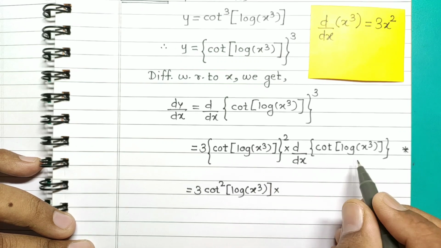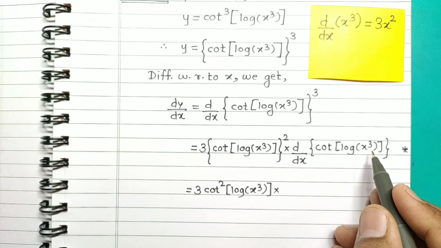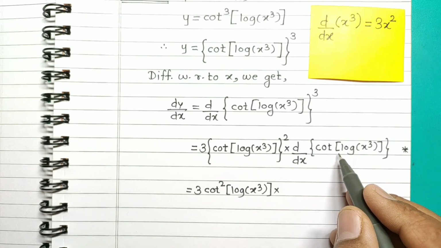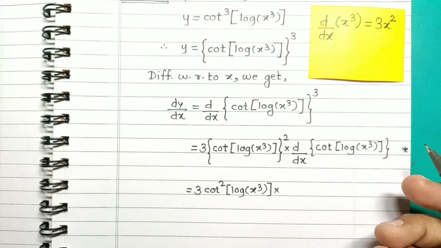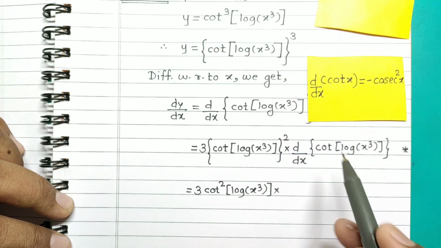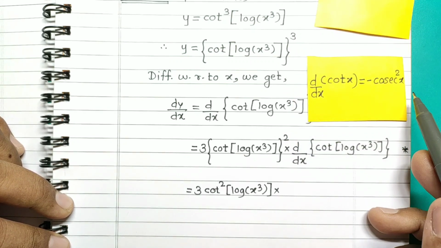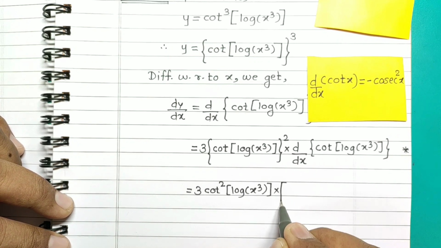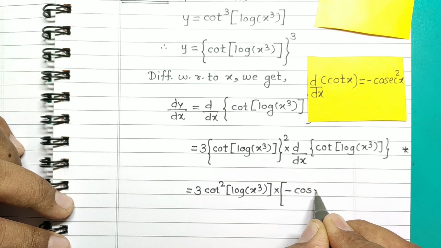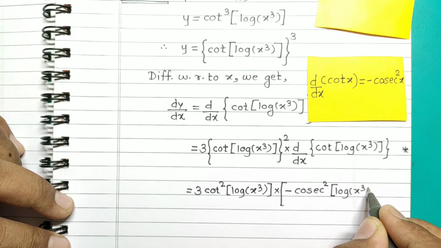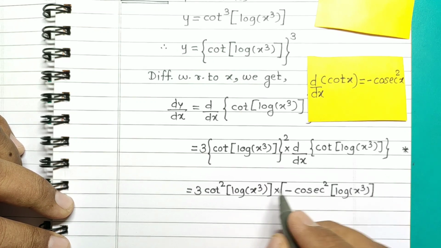Now see here again, this cot of log x cube is a composite function. So to find its derivative, we are going to treat it as cot of something, and we are going to use the standard form. Derivative of cot x is minus cosec square x. So derivative of cot of something is minus cosec square of something, which is log of x cube. You note this step.